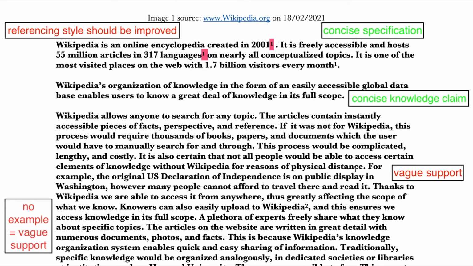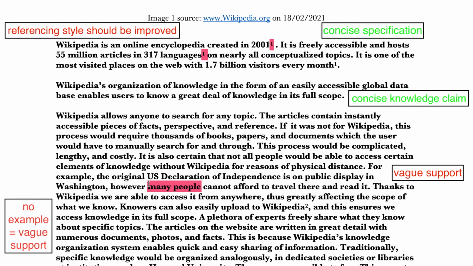It is also certain that not all people would be able to access certain elements of knowledge without Wikipedia for reasons of physical distance. I then justify this reason of physical distance by writing, for example, the original U.S. Declaration of Independence is on public display in Washington. However, many people cannot afford to travel there and read it. There's an issue with the way I wrote "many people cannot afford to travel there and read it."